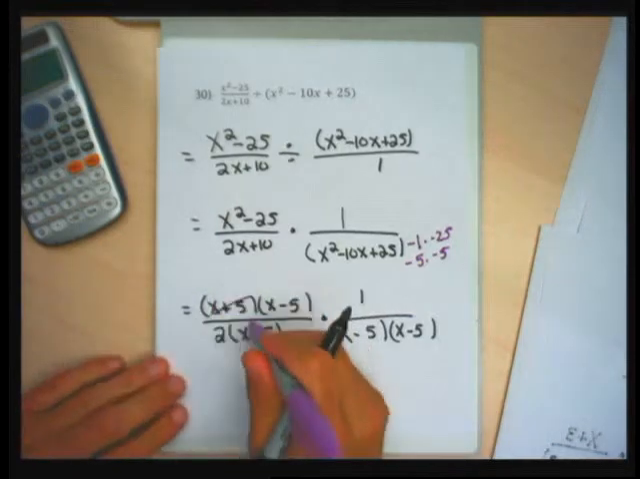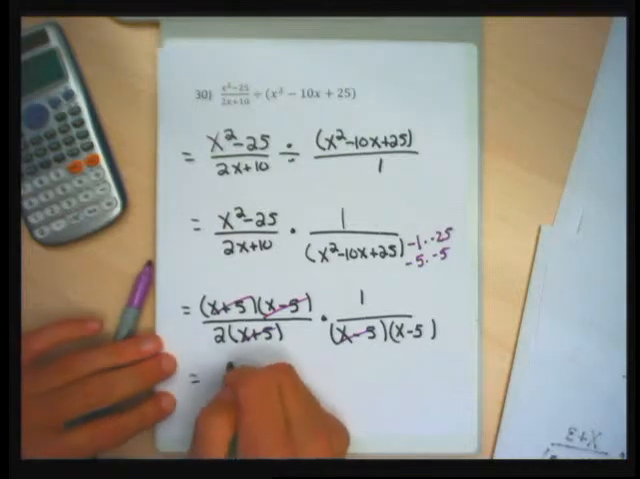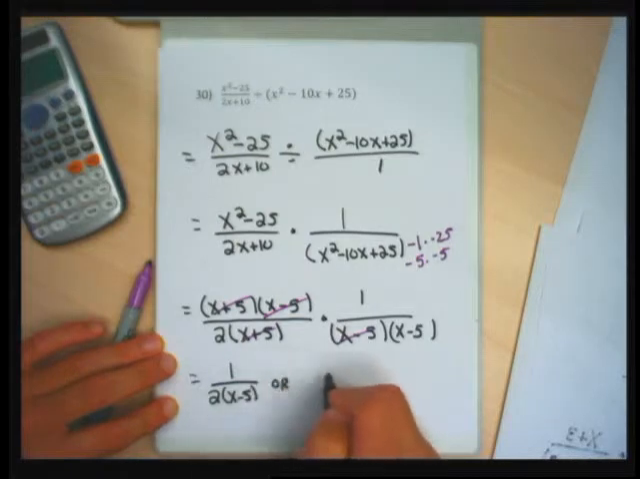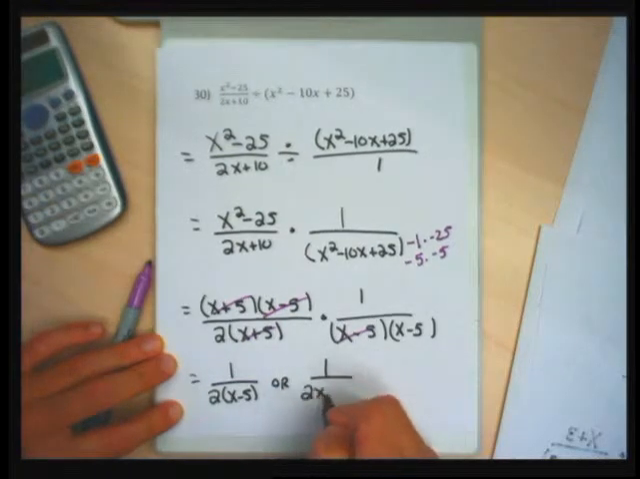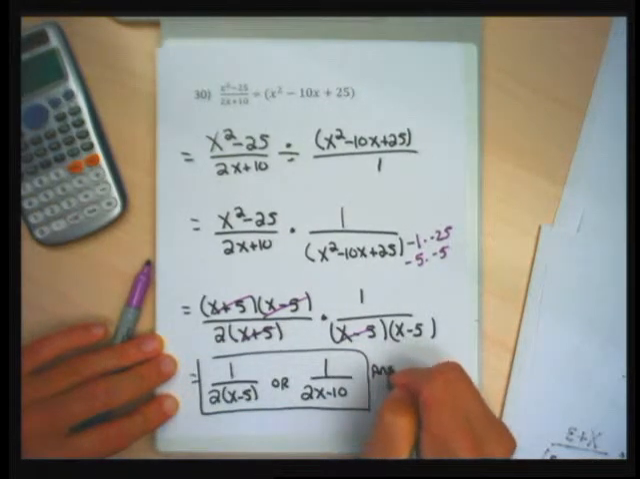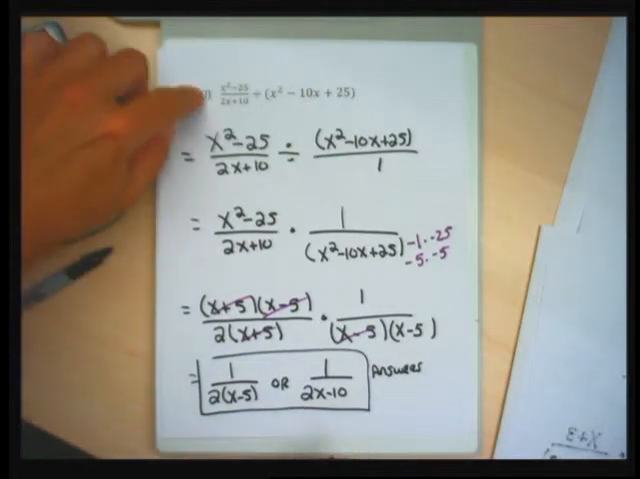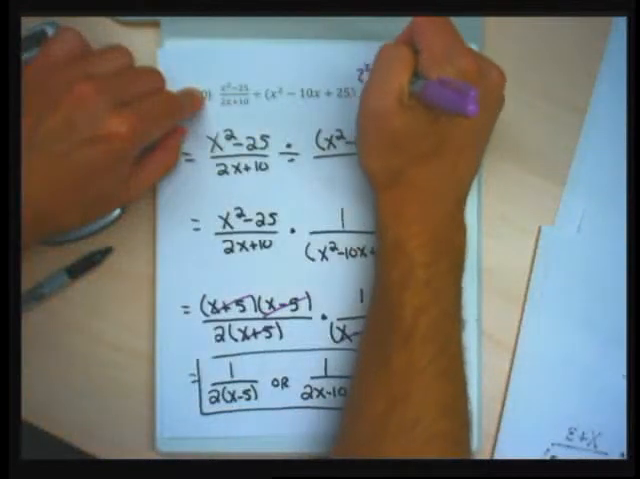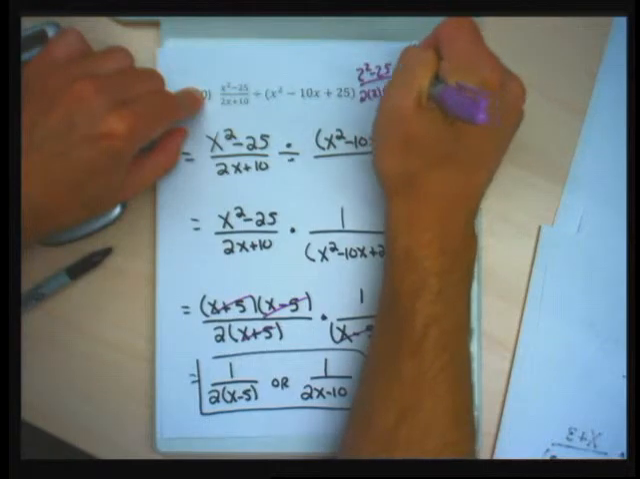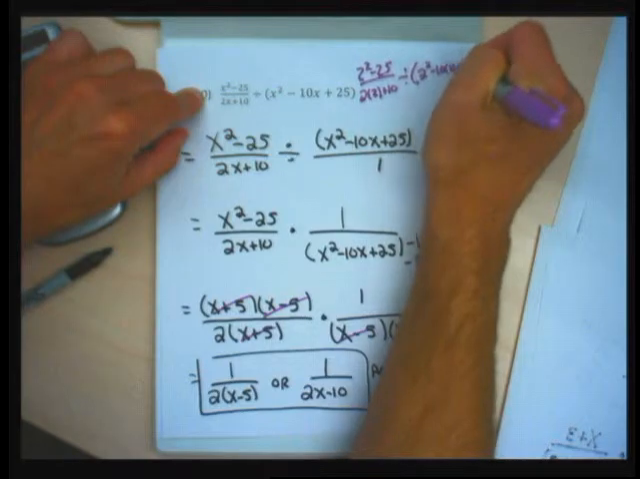X plus 5s cancel, x minus 5s cancel. In the numerator, I have just a 1 left. In the denominator, I have a 2 and an x minus 5 left. It would be okay to not multiply out that denominator, but both of these would be okay for answers. I think I can plug 2 in, so I'm going to plug 2 in. Over here, I'm going to go 2 squared minus 25 over 2 times 2 plus 10, divided by 2 squared minus 10 times 2 plus 25.